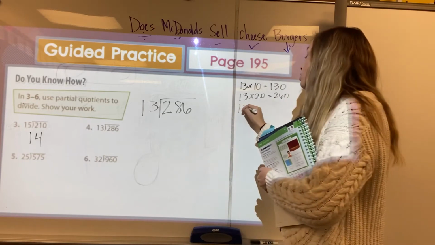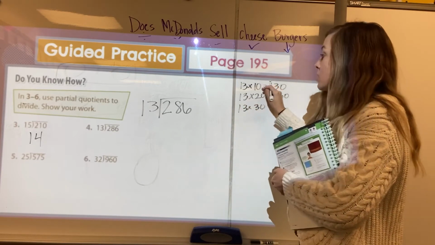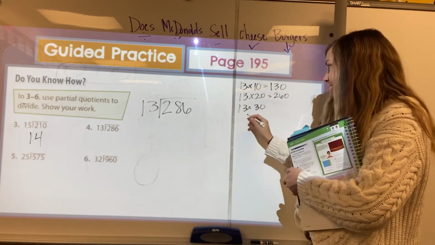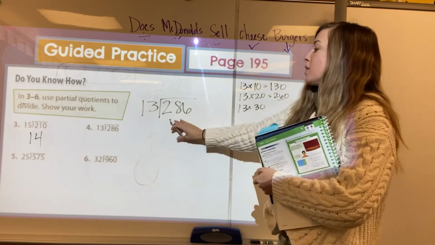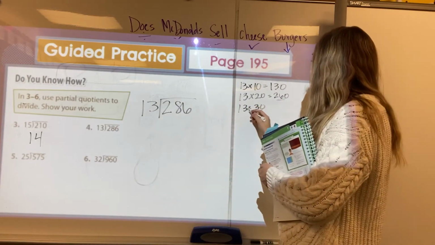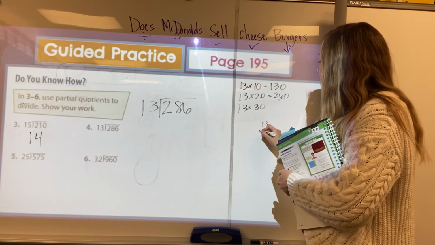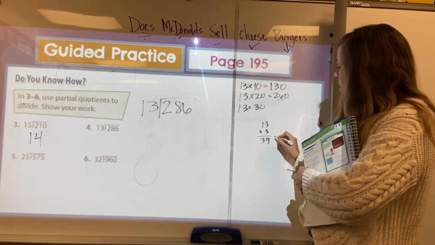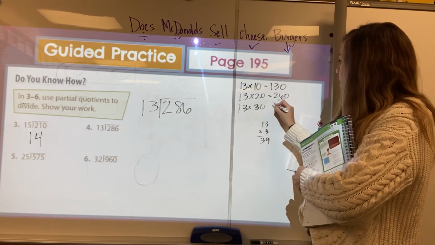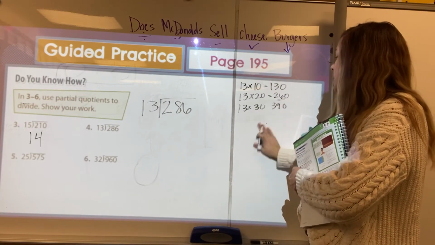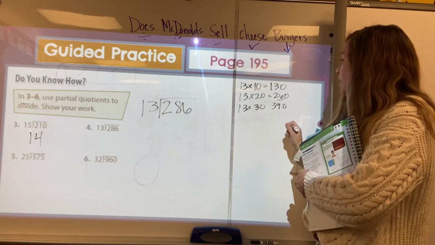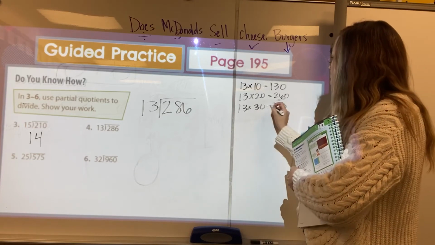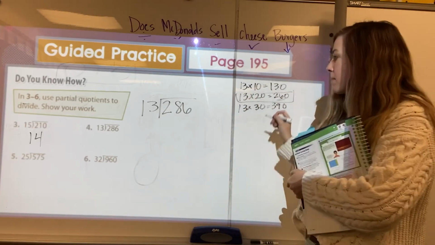Well, I could do 13 times 30. So I'm just going up by 10 each time. But I know that 260 is really close to 286. If I did 13 times 3, oh wait, 3 times 3 is 9. Yeah, so we'd have 390, so it would be too high. So that's not going to be right. So bingo, here's the problem that we want.